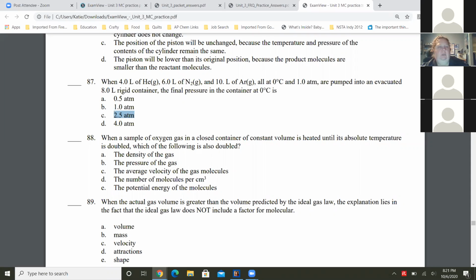So say that again. 20 liters over 273. Okay. And then I set it equal to 8 over 273, with the question mark next to the 8 representing the final pressure. Oh. And that was a lot easier than what you just said.